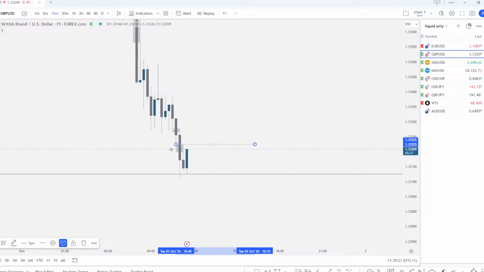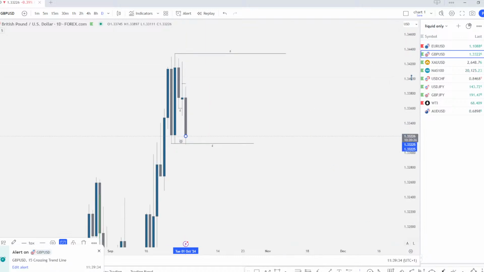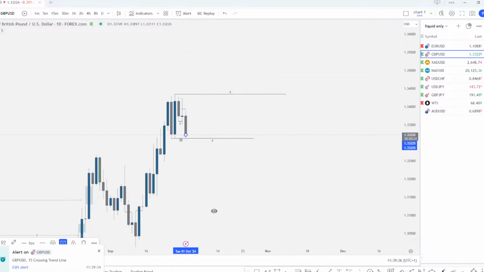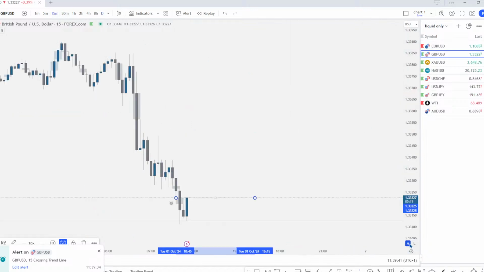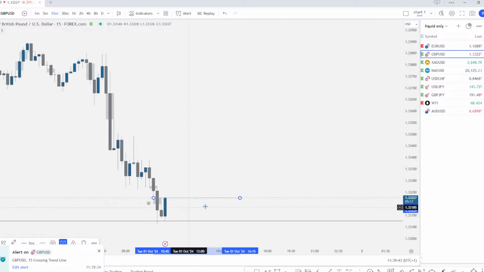Okay, so we're pushing up now. 5 minutes left on that candle. Yeah, it didn't close out, so I don't know where that's gone off. That's good though.